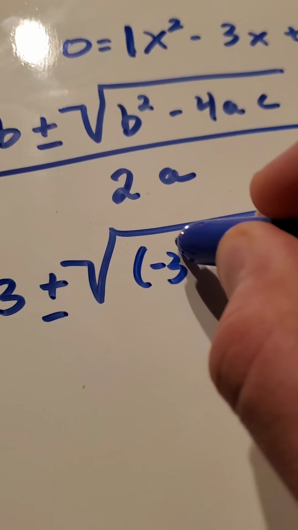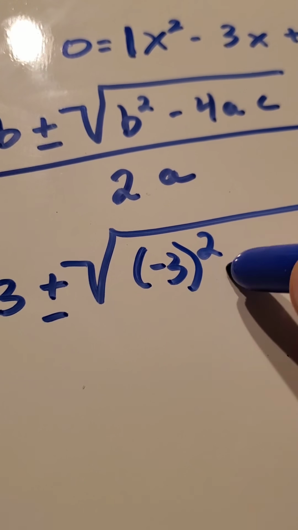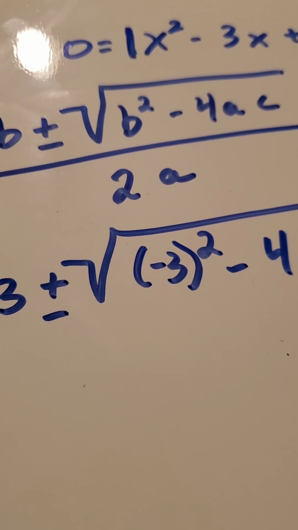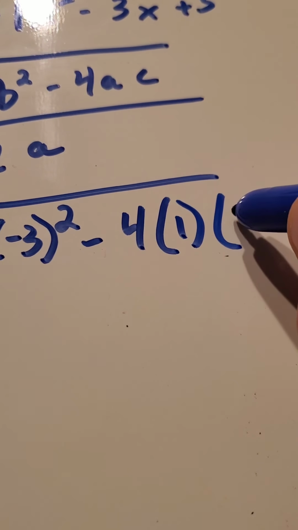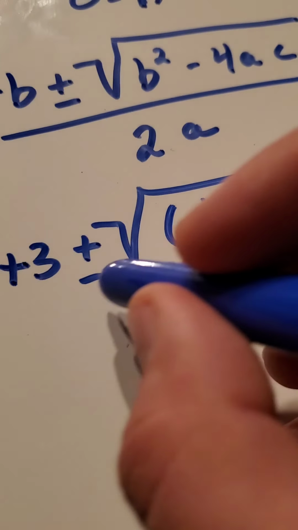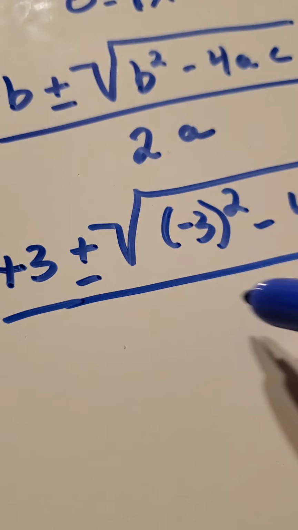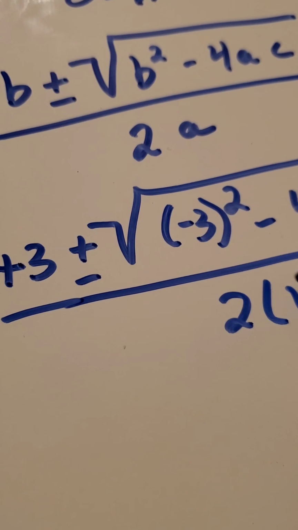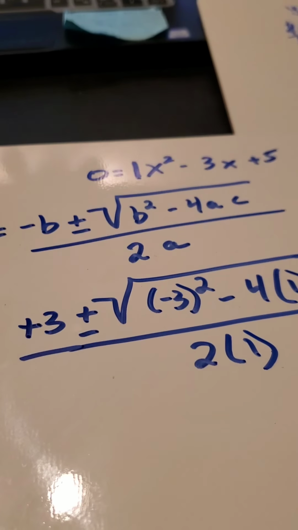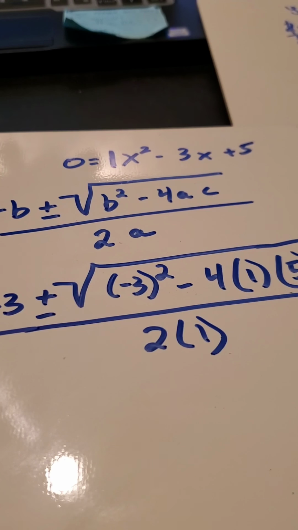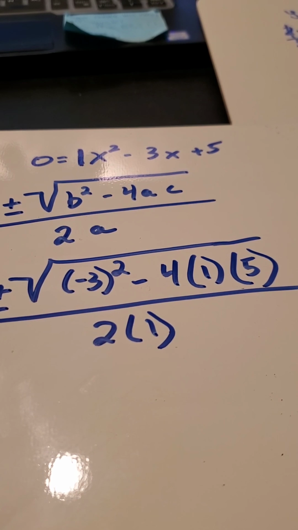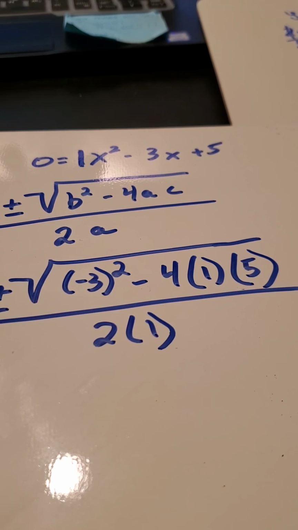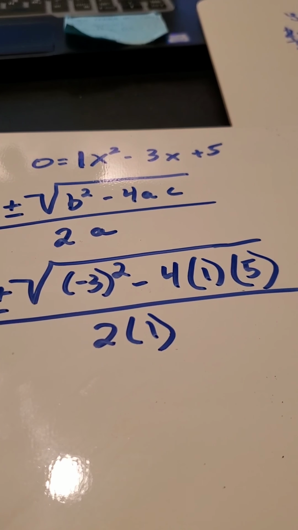So I'm going to take my negative 3. I'm going to square it. Minus 4 times a. A is 1. C in this case is going to be 5. And that's all going to be divided by 2 times a, which is 1. Okay, so we have positive 3 plus or minus the square root of negative 3 squared minus 4 times 1 times 5, all divided by 2 times 1.